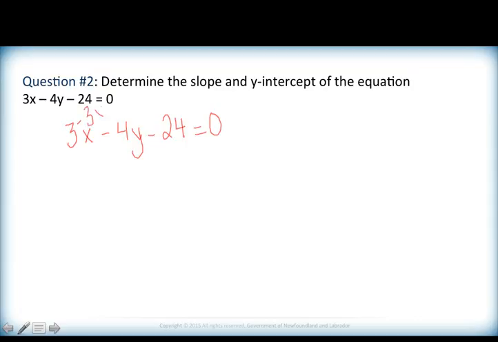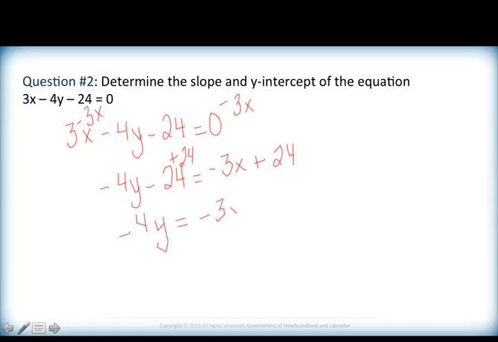We're going to subtract 3x on both sides. We just need to achieve the y equals mx plus b form. So it's -3x. Next, we're going to add 24 on both sides. That will leave us with -4y, which equals -3x plus 24. We need to isolate the y variable, so we're going to use inverse operation. We're going to divide everything by -4.